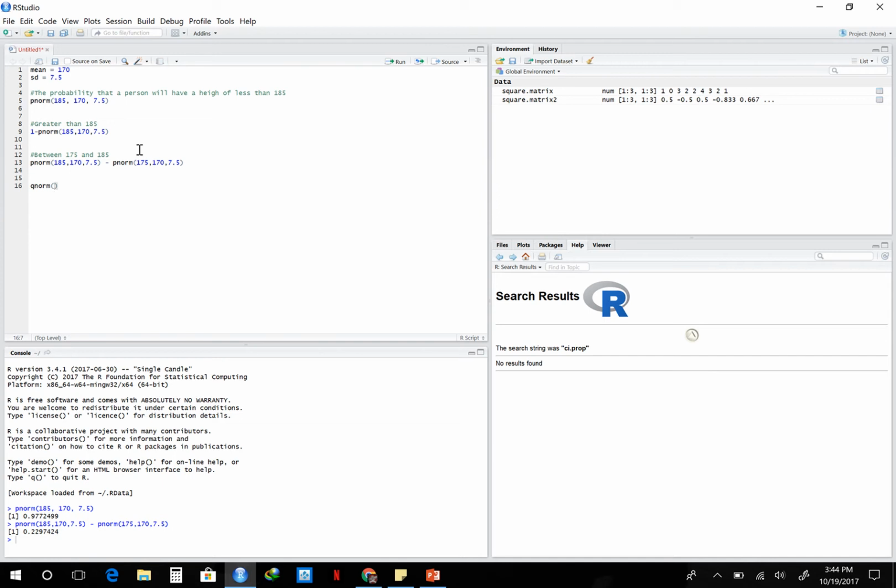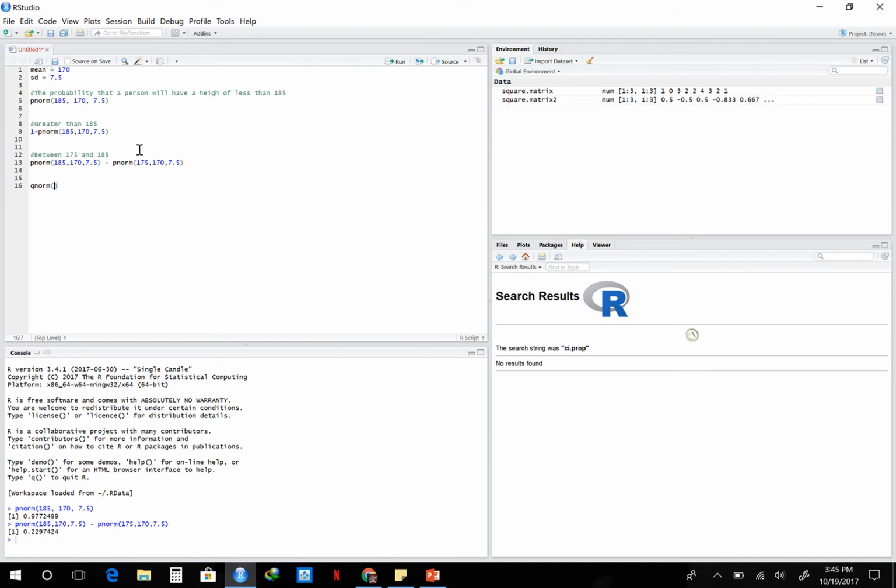So p-norm gives you a percentage, a proportion. But q-norm is going to give you a value. So if it's height, it's going to give you a height. If it's cholesterol, it's going to give you a cholesterol.